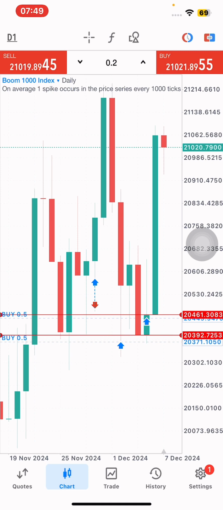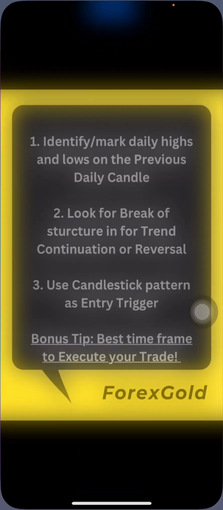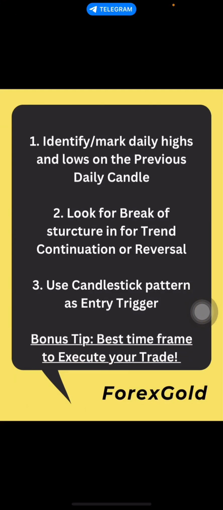If you are going to trade today, you are going to look at what yesterday's candle has done. So you'll mark the highs and the lows of yesterday's candle. That is what I mean by identify and mark the daily highs and the daily lows of the previous daily candle. If you just do this, then we'll move to the next step. What is the next step? The next step is to look for break of structure for a trend continuation or reversal.